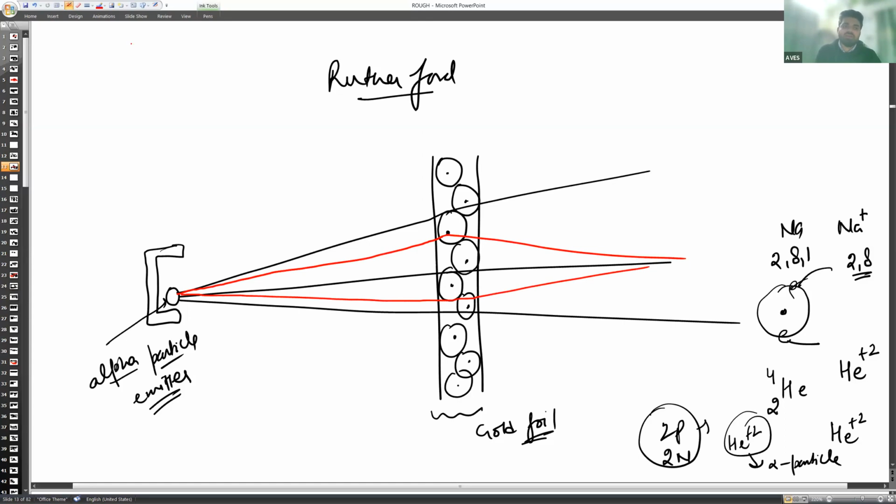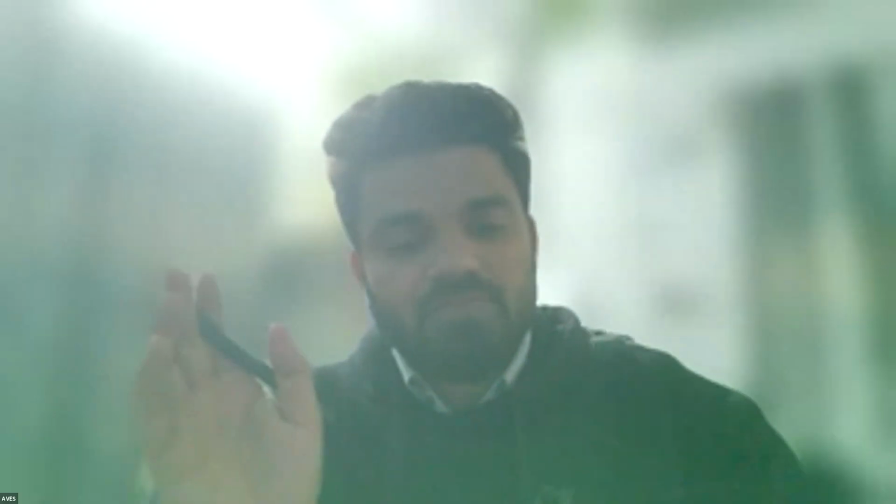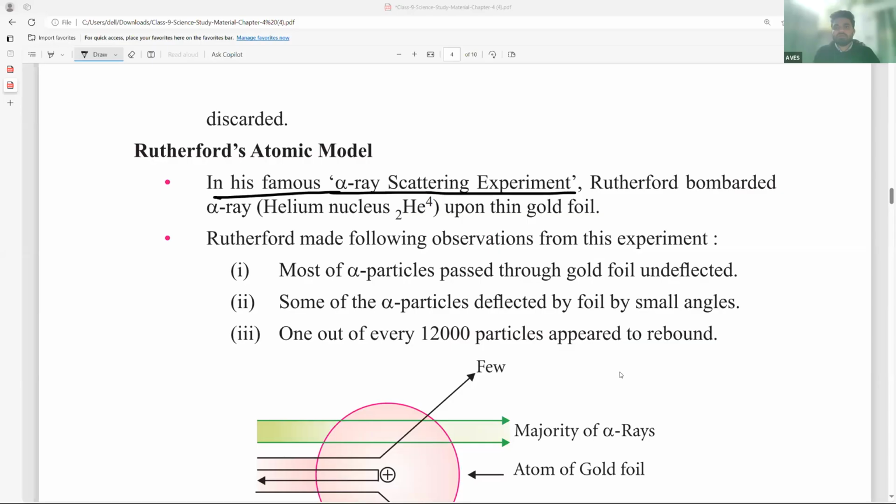And a very few, we can simply say 1 out of 20,000. In some books it is written as 1 out of 20,000, and in some it is 1 out of 12,000. Got it? It is visible to you now? Yes, sir.